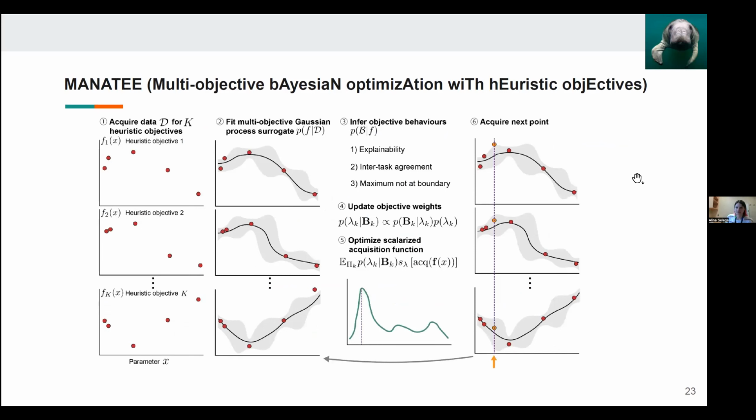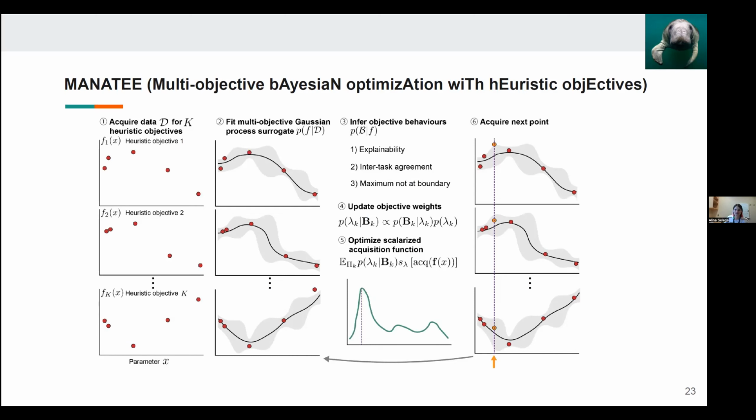Okay, so this is the overview of our method, and it's called MANATY, and it stands for Multi-Objective Bayesian Optimization with Heuristic Objectives. I know this is a very contrived acronym, but we get a cute acronym, so it's worth it. So it is a multi-objective Bayesian optimization method.